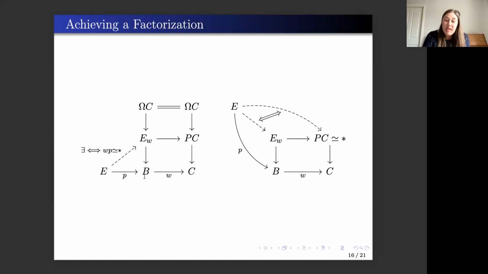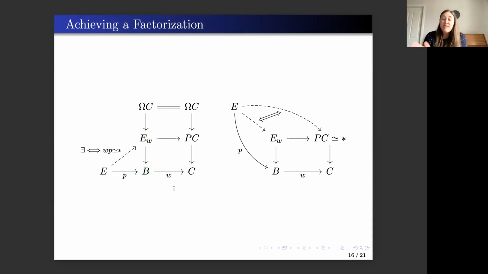So given our fibration P, choose a cohomology class in B, we'll call it W, and we'll look at the path loop fibration over the codomain of this cohomology class W. Now we pull back the path loop fibration along the cohomology class W, and we obtain this space. This gives us a new fibration from EW to B with fiber loop C. And the upshot of this is that a lift from E to EW, which we might call Q, exists if and only if the composition of P and W is null homotopic.